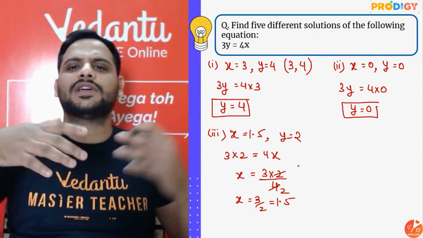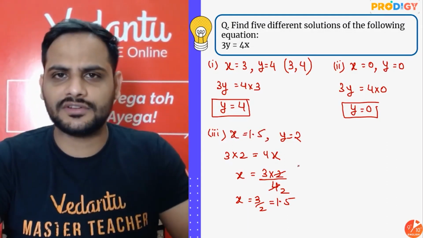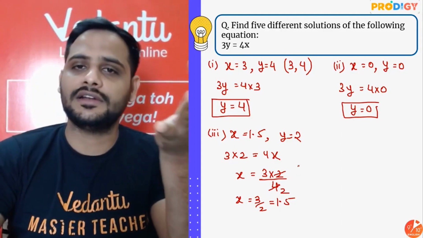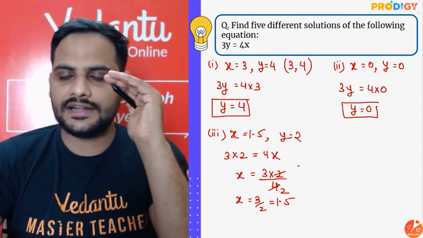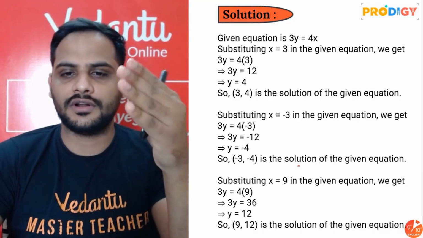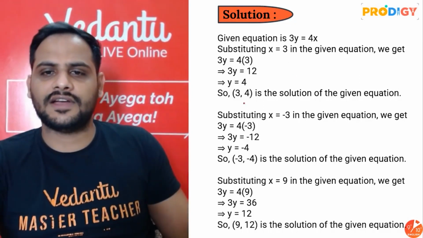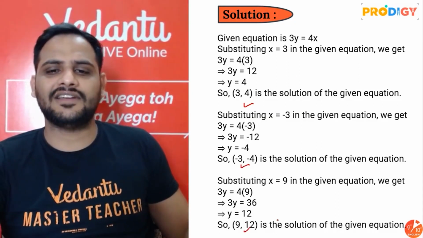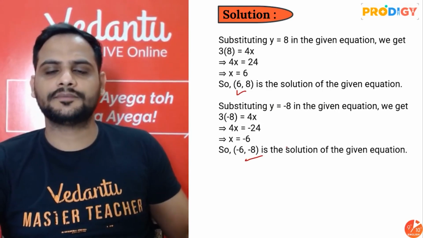Alright, so this way you can find 5 different solutions, and it is not necessary that you take only these values. You can take any value which you want. Alright, so this is how you can see 5 different solutions. You can take any value which you want.